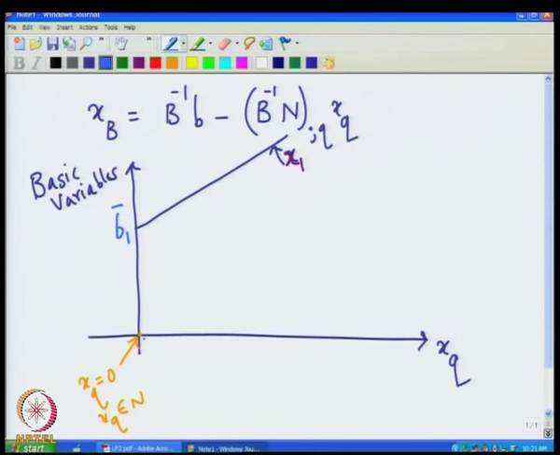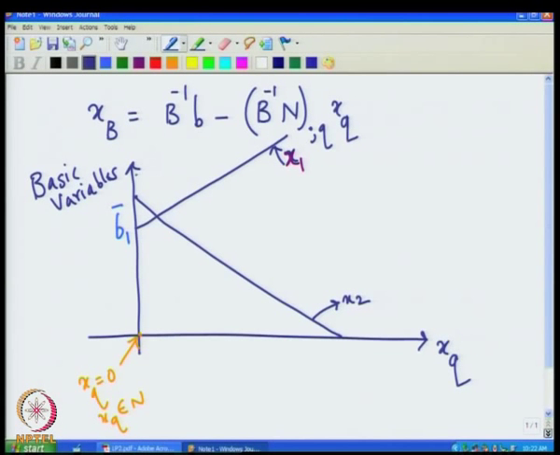So what it means is that as xq is increased from 0 to some positive value, the basic variable x1 also increases. So, remember that these are the basic variables xb that we are plotting on the y axis. So as xq increases, x1 also increases. Now, there could be another case, for a variable 2. So, this is corresponding to variable 2. What it means is that as xq increases, the variable x2 decreases and comes to 0 at this value of xq.